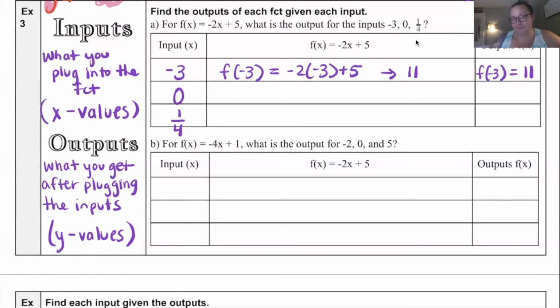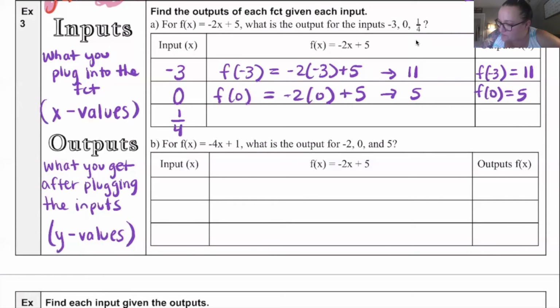11 is my output. Let's plug in 0. So f of 0 is equal to negative 2 times 0 plus 5, which simplifies to 0 plus 5, which is 5. So f of 0 is equal to 5. Notice both times that I did this, I replaced this x and this x with negative 3, and with 0 when I plugged it in. So instead of saying f of x, I can say f of negative 3 or f of 0.